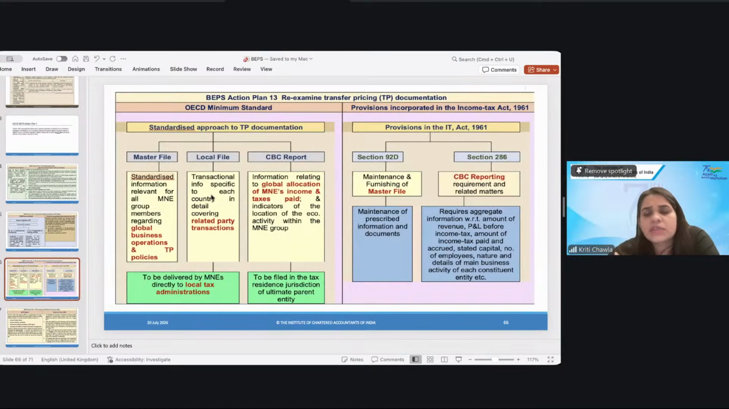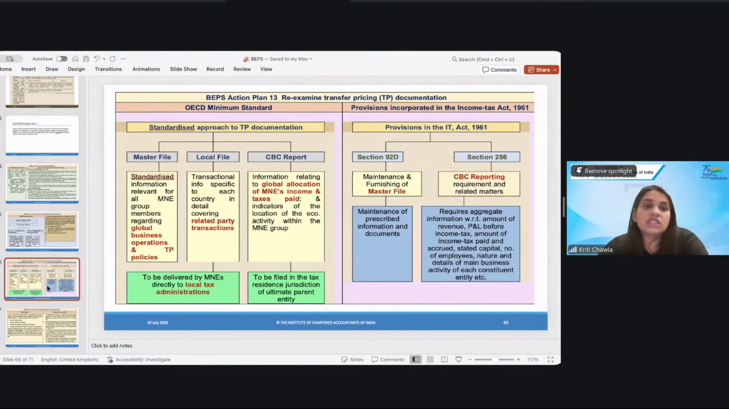Then they introduced something called a CBC report. Now, this is going to have information relating to global allocation of the multinational company's income and taxes paid. And it's going to provide an indicator of the location of the economic activity within the multinational group. Now, while the master file is to be filed by the local entity to the local tax administration, the CBC report is something which is to be filed in the tax residence jurisdiction of the ultimate parent entity, the UPE.